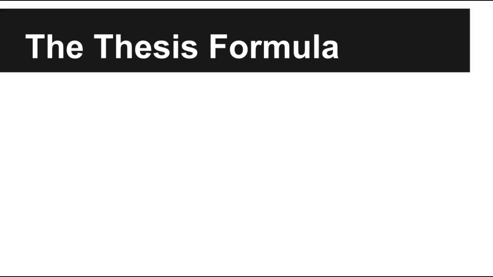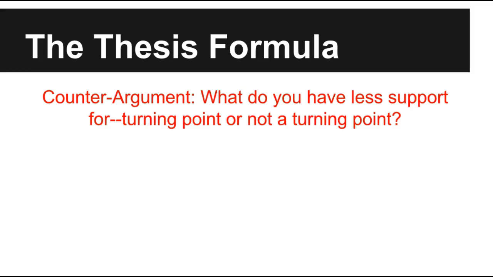So let's see how our thesis formula applies. When writing a multi-sentence thesis response to a periodization question, you again begin with the counter-argument, followed by the argument and explanation. In this case, you are determining whether you have greater evidentiary support for a turning point or a lack of a turning point. Whichever you have fewer of becomes your counter-argument. Whichever you have the most support for becomes your argument. What then follows is an evaluation of the overall assessment of the possible turning point in question. In the end, once again, students are making historical claims based on these patterns.